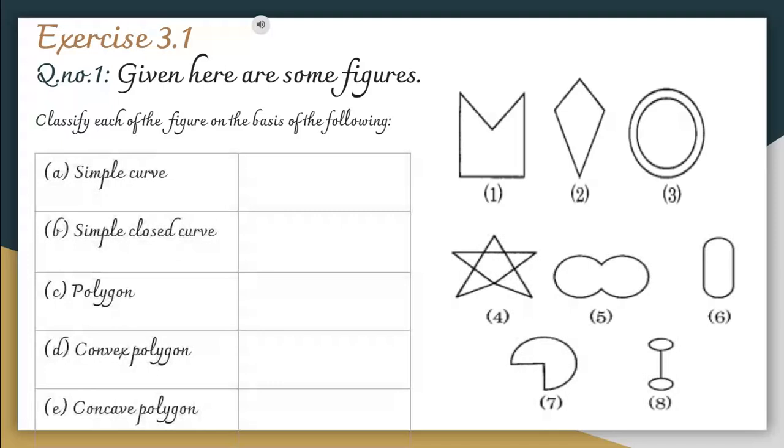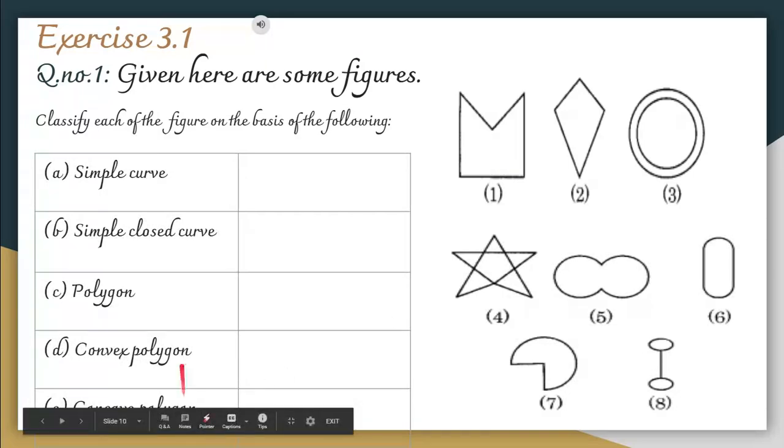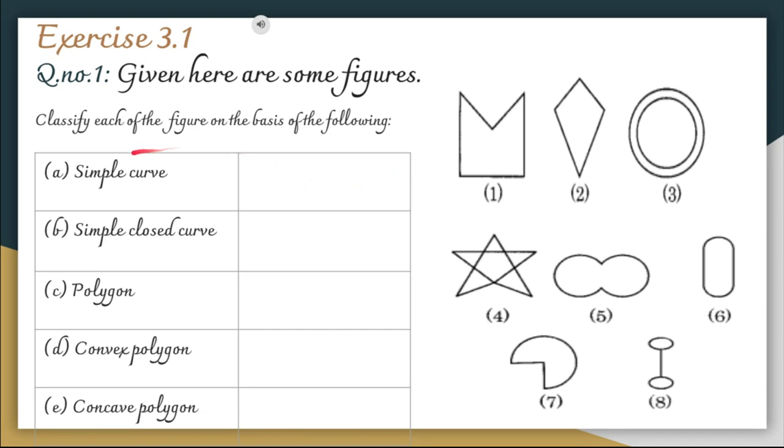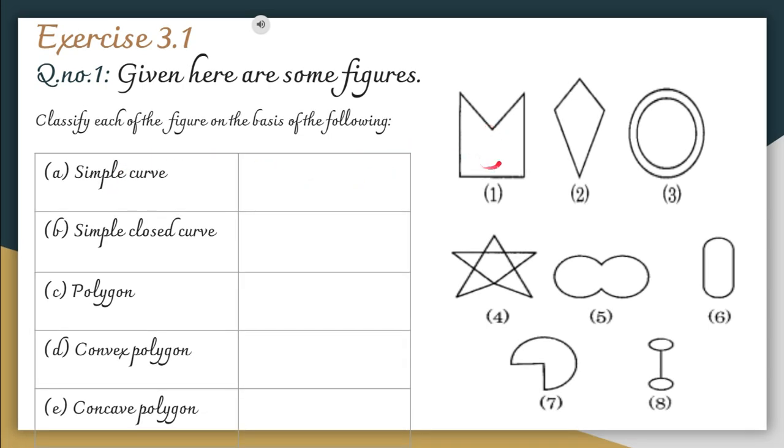So first figure. First, we have to see which are simple curves. So first figure, is it a simple curve, yes or no? What is a simple curve? Simple curve means it will not cross itself, isn't it? So here, this figure does not cross itself. So it is a simple curve. So yes. Second one, that's also a simple curve, isn't it?